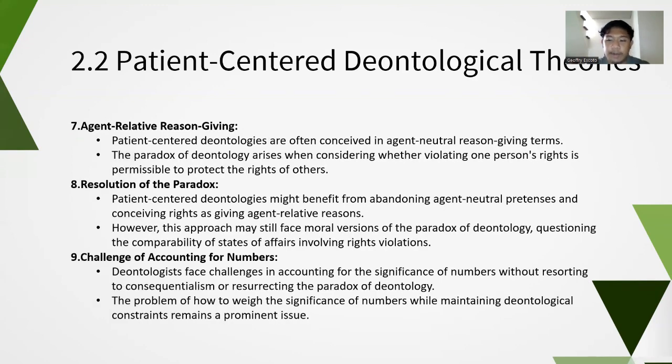Next is agent-relative reason giving. These deontologies are often conceptualized in agent-neutral reason-giving terms. Yet they face a philosophical paradox where violating one person's right is justifiable to protect the rights of others. This challenge has prompted a reconsideration of the agent-relative nature of the theories.